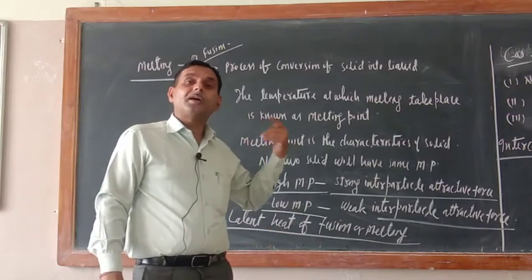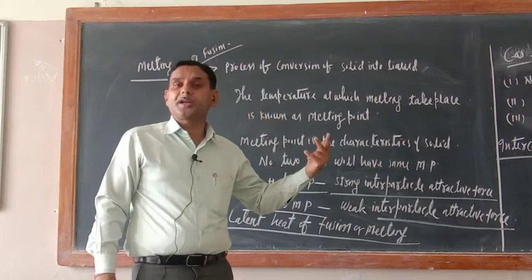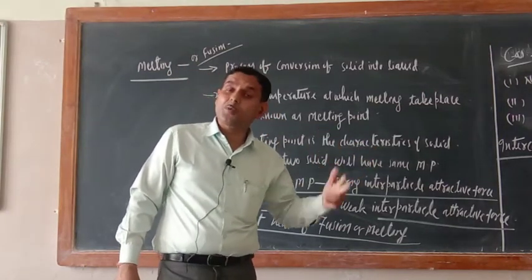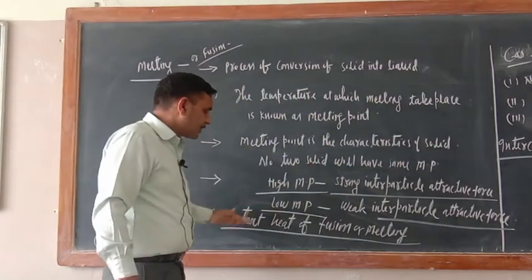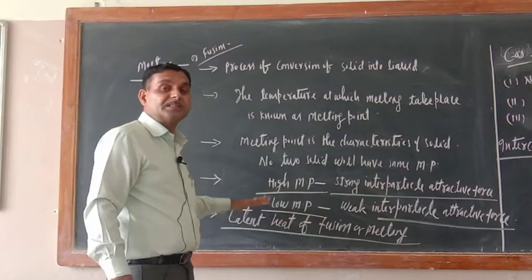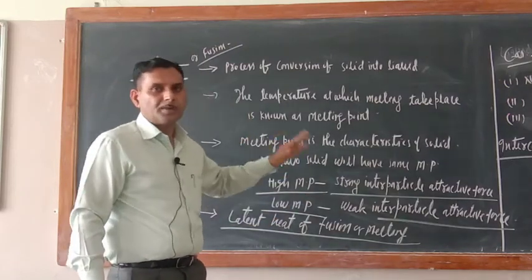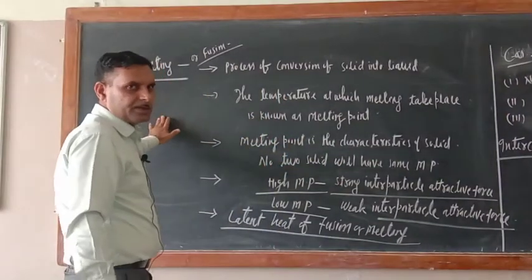The amount of heat supplied to 1 kg of solid at their melting point and at 1 atmospheric pressure. What is that one? This is the latent. Latent means hidden. This is the latent heat of fusion or melting. So as far as one process is concerned, everything I have taught.